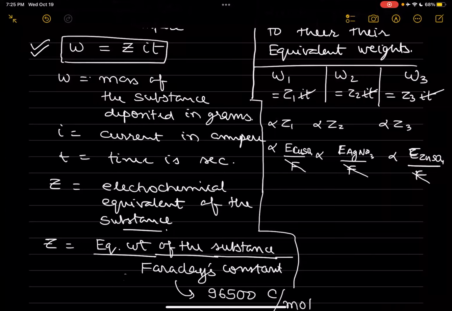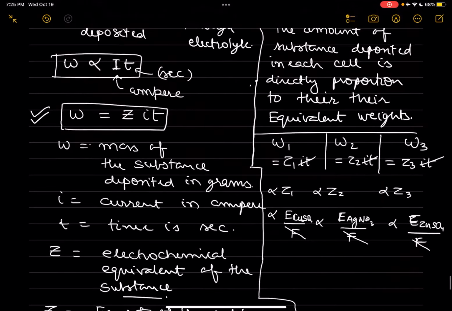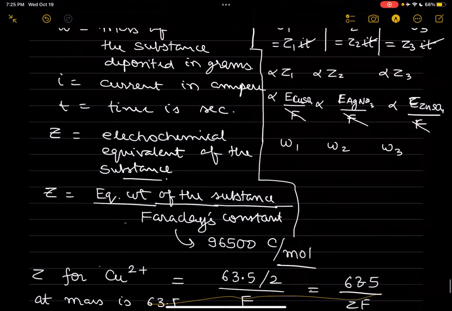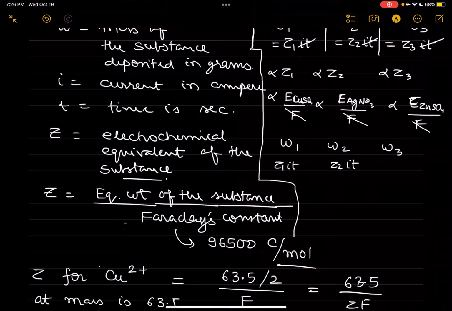Understood? Yes. Can you just explain the step once again? Yes. So you will write W1, W2, W3. This is I into T with Z1, where Z1 is copper. Then Z2 into I into T, and Z3 into I into T. So first cancel out this IT, which is the same for all, because the cells are connected in series.